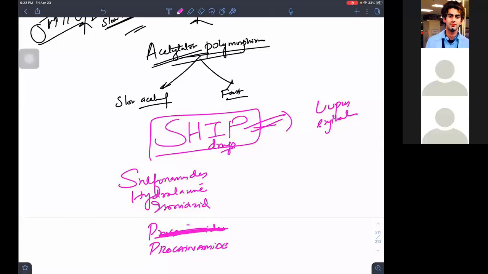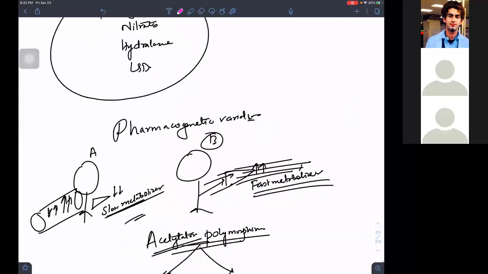Clonazepam. Okay. Can you tell me an anesthetic which is getting metabolized by acetylation? Benzocaine, amantadine, nitrazepam, phenelzine, salbutamol, amantadine. These all are getting metabolized by acetylation. But just remember this SHIP at least. Okay. Now, this was about the acetylation business.